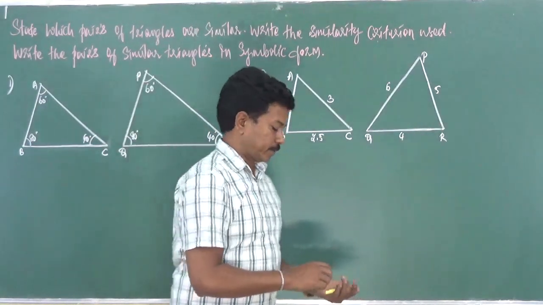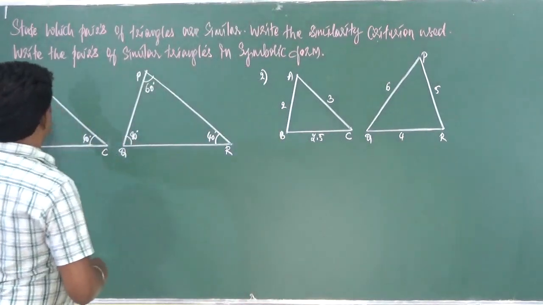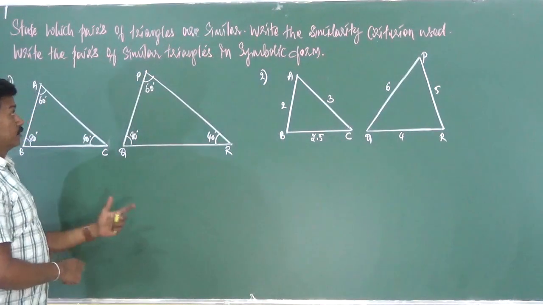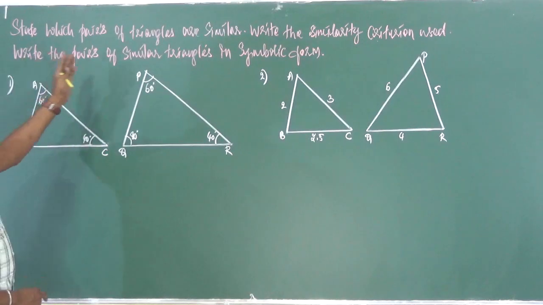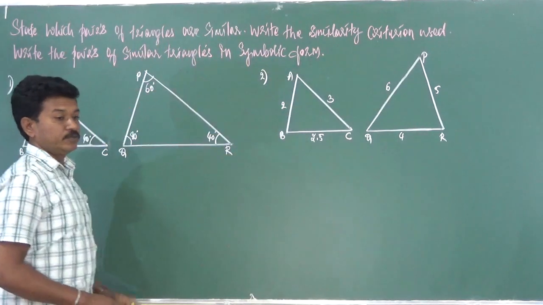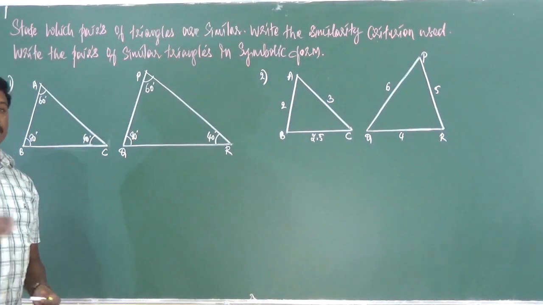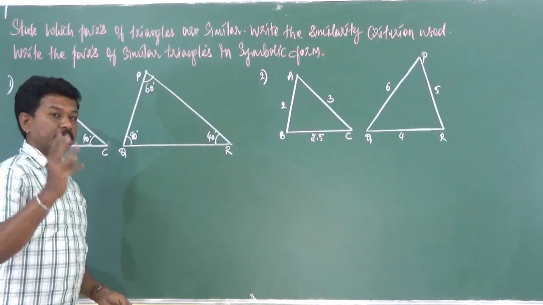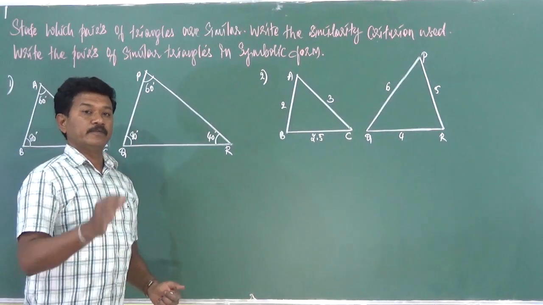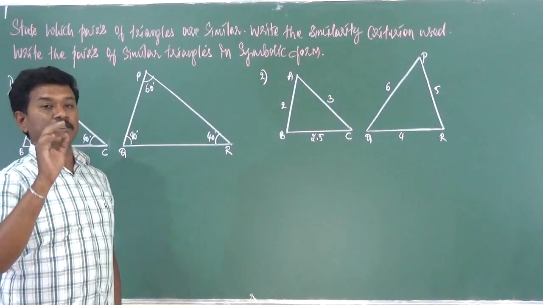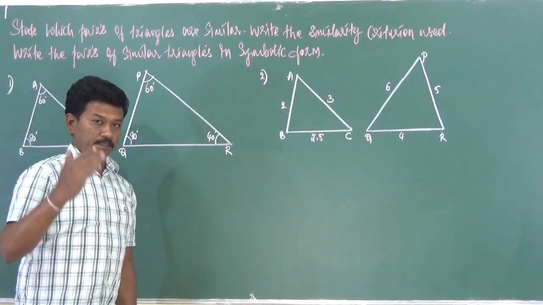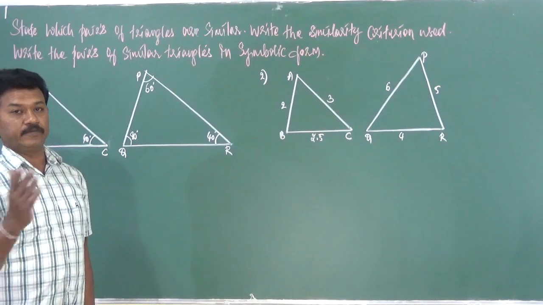So we have the problems on board. So state which pairs of triangles are similar. So that's the first question. State which pairs of triangles are similar. Write the similarity criterion which is used for similarity, because in your hand you have 3 criteria. If 2 triangles are equiangular, then they are similar. If 2 triangles are equiangular, then their corresponding sides are proportional. This is AA criterion.